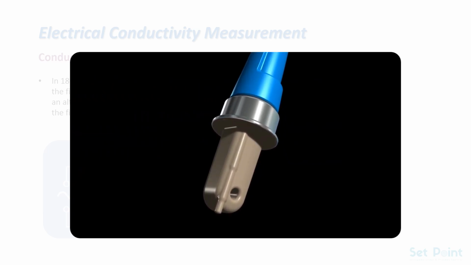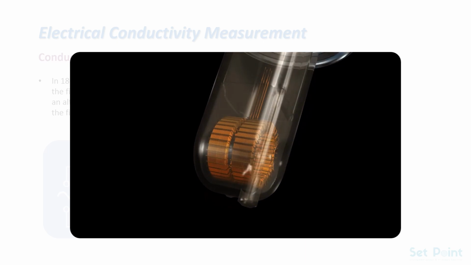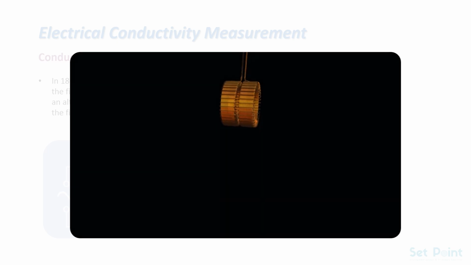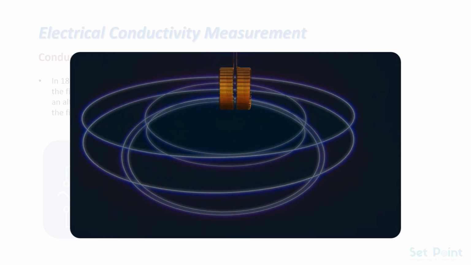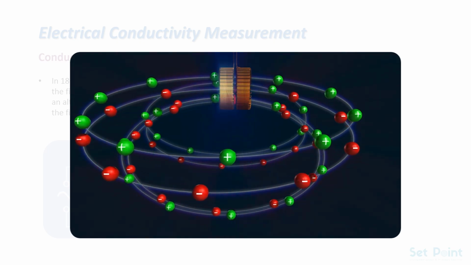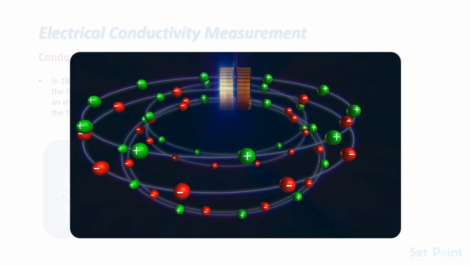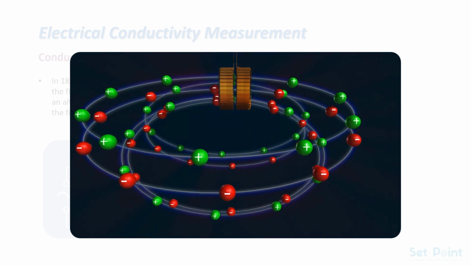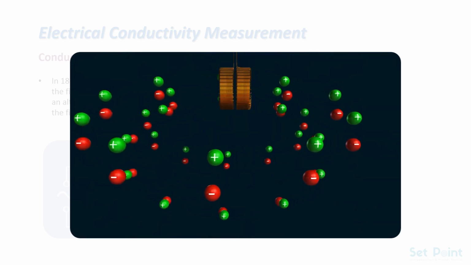The inductive measuring principle uses the inductive conductivity sensor. It contains an electromagnetic transmission and reception coil in a protective plastic coating. An alternating magnetic field is generated in the transmission coil, which induces an electric voltage in the liquid. This causes the positively and negatively charged ions of the liquid to move and generate an alternating current. This current again induces an alternating magnetic field, and thus a current to flow in the reception coil.